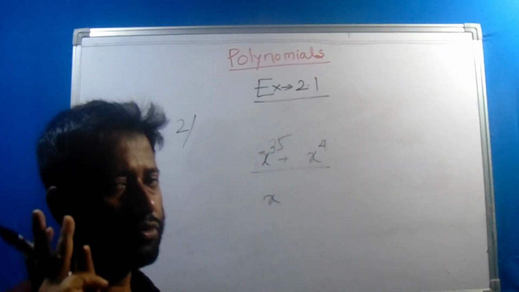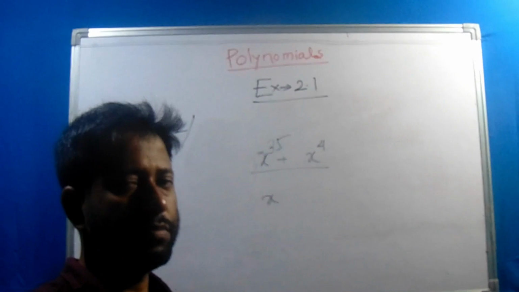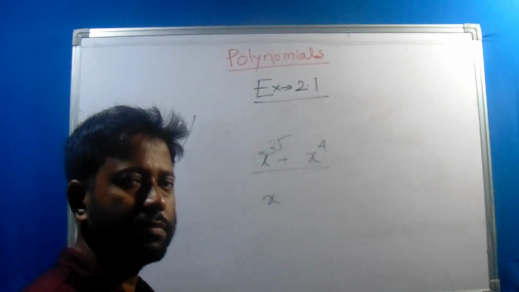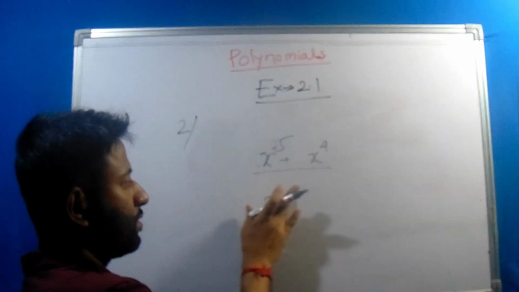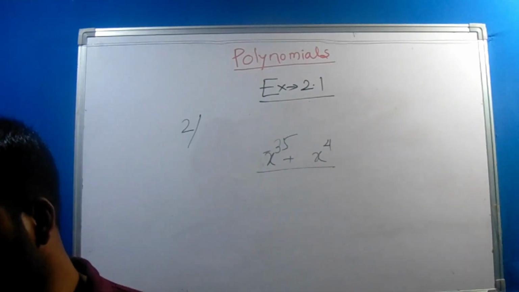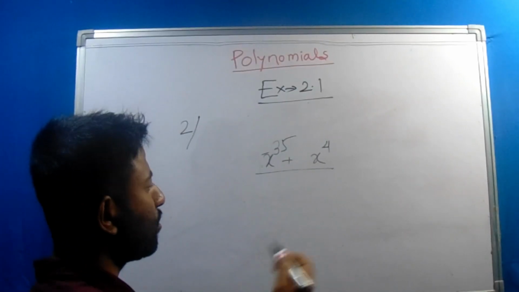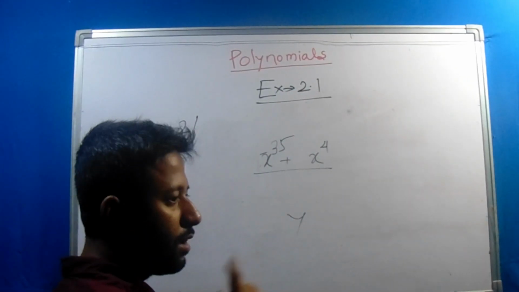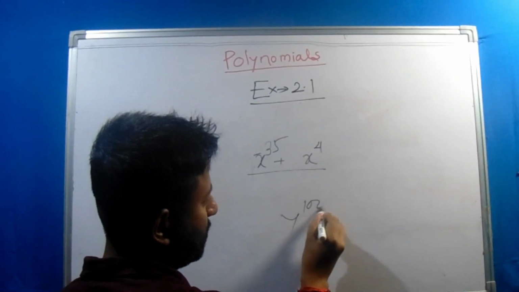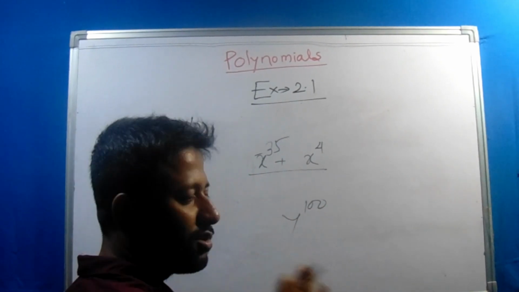But we should remember there should consist of two terms, and the maximum exponent of this variable should be 35. Okay. There is another question given: a monomial with degree equal to 100. Monomial means it consists of one variable, and the power, the degree, is given, maximum that is 100.